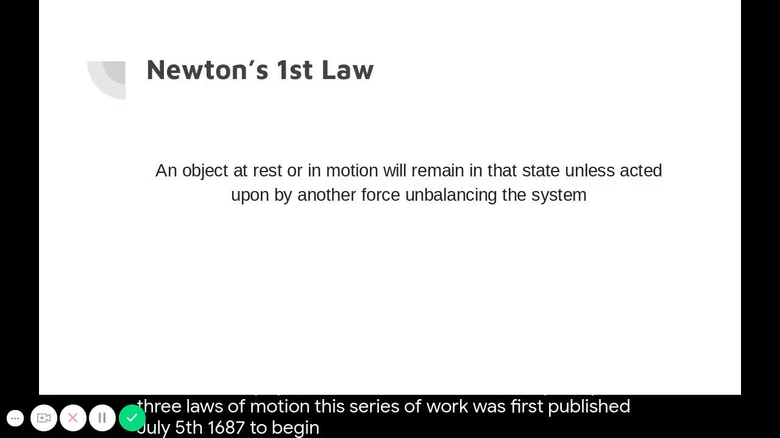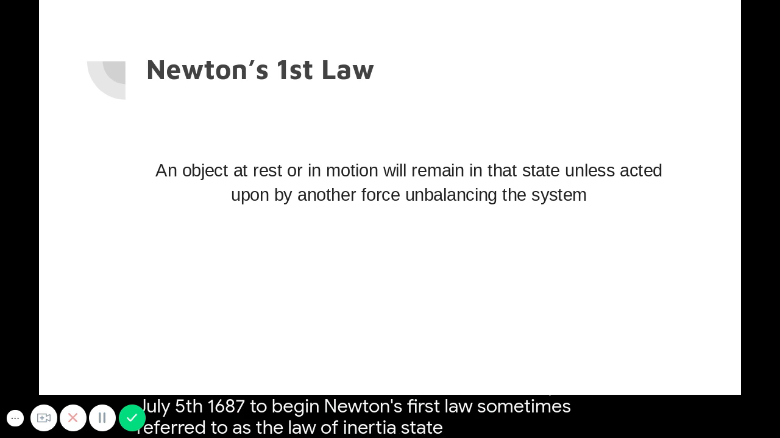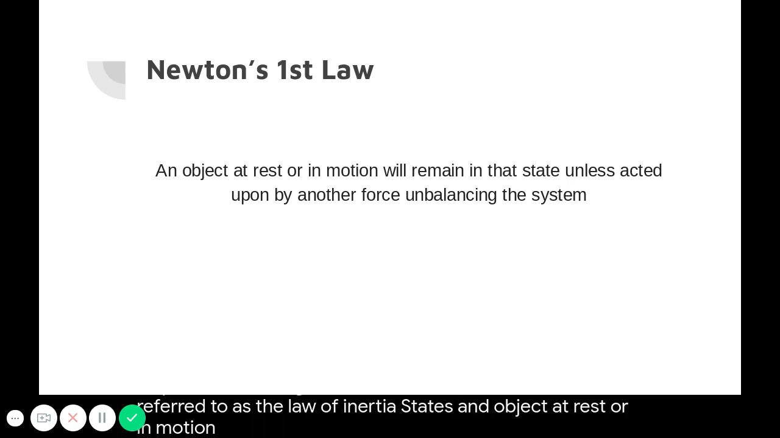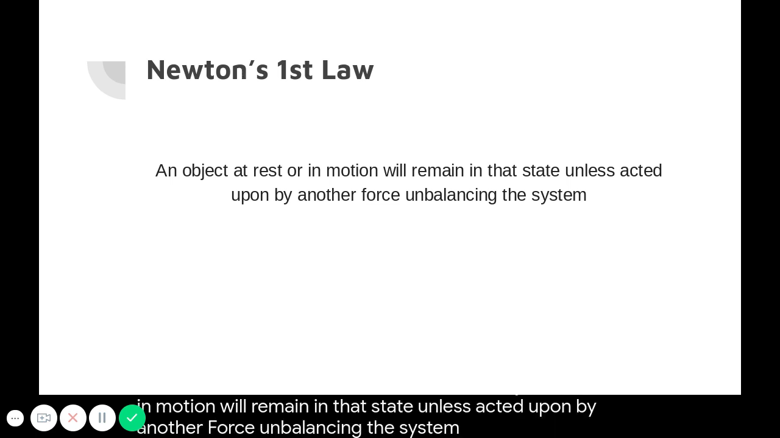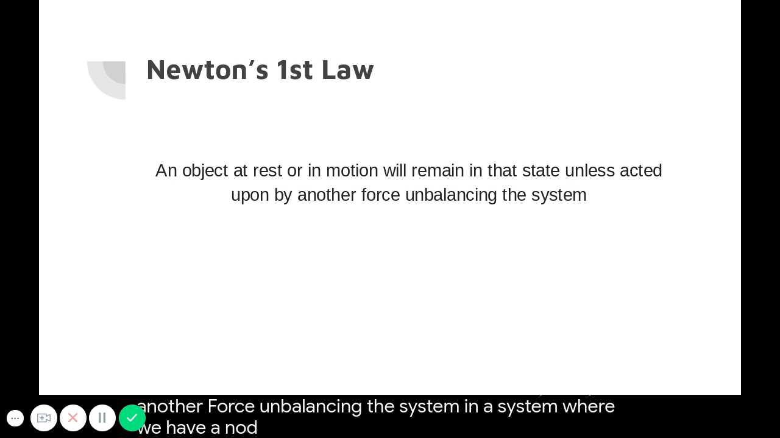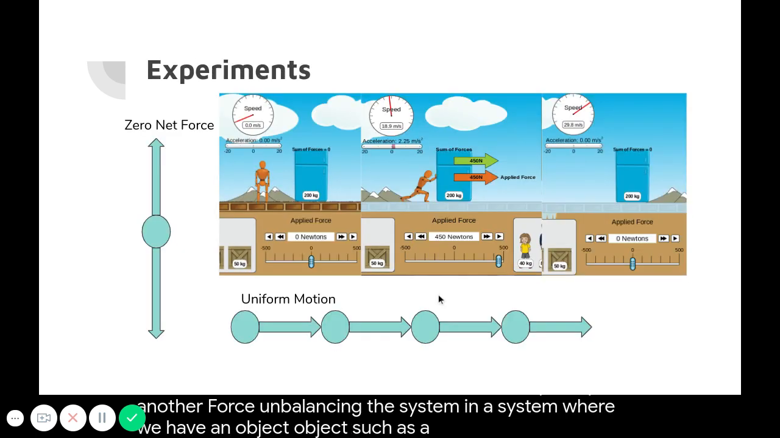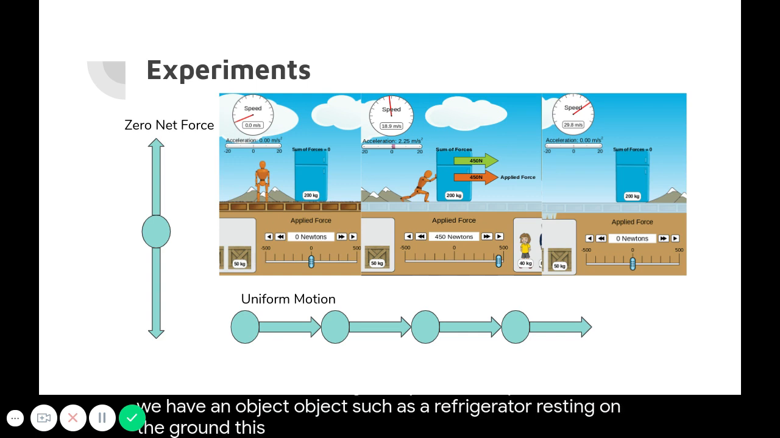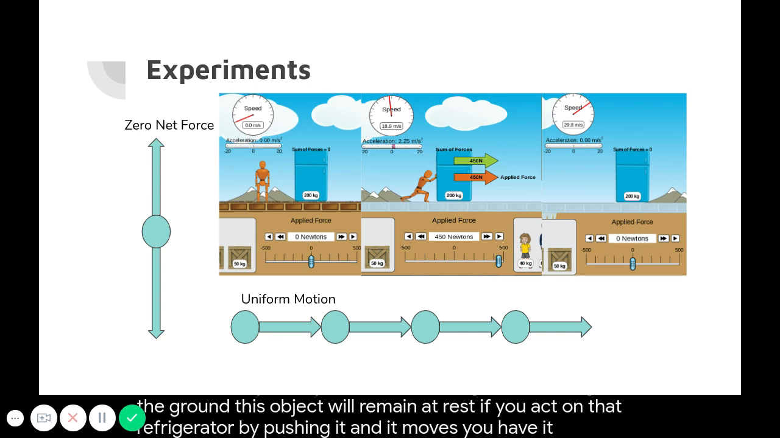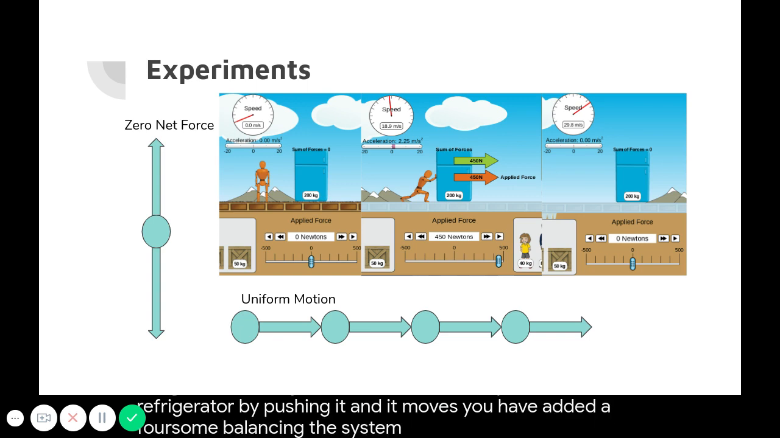To begin, Newton's first law, sometimes referred to as the law of inertia, states an object at rest or in motion will remain in that state unless acted upon by another force unbalancing the system. In a system where we have an object such as a refrigerator resting on the ground, this object will remain at rest. If you act on that refrigerator by pushing it and it moves, you have added a force unbalancing the system.